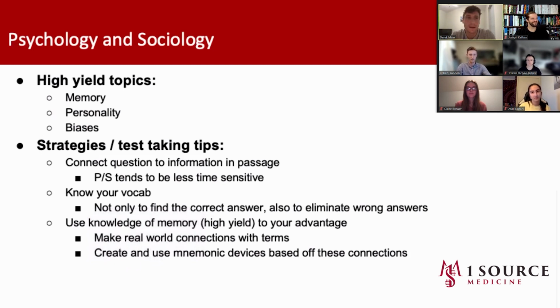There are three main high-yield topics from the psych-soc section. The first is short-term and long-term memory, which we see at the top there. Then personality disorders and theories of personality. That would include things like schizoid personality disorder, the psychoanalytic theory of personality, or the trait theory of personality. All those would fall into personality, so it's a very far-reaching section. And then also a plethora of different biases that the MCAT has deemed will affect your ability to become a great doctor. Some examples of those would be selection bias and hindsight bias.